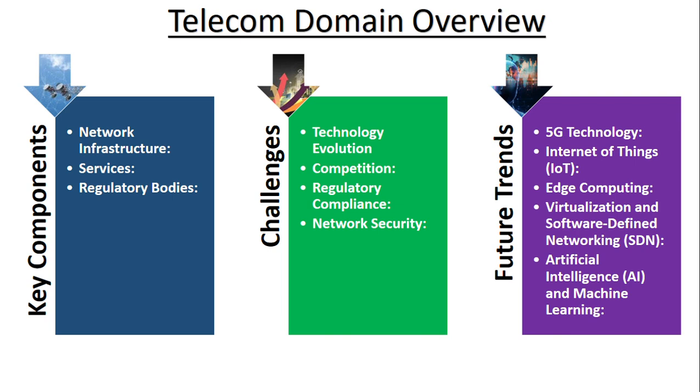Then virtualization and software defined networking, that is SDN. What does it mean? Virtualizing network functions and implementing SDN allows for greater flexibility, scalability, and efficiency in managing telecom networks. Then AI, artificial intelligence and machine learning. AI powered technologies help optimize network performance and automate operations, and they enhance the customer experience in areas like predictive maintenance and personalized services.